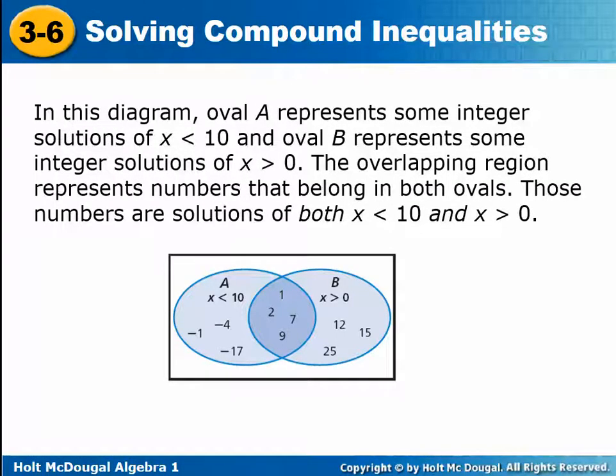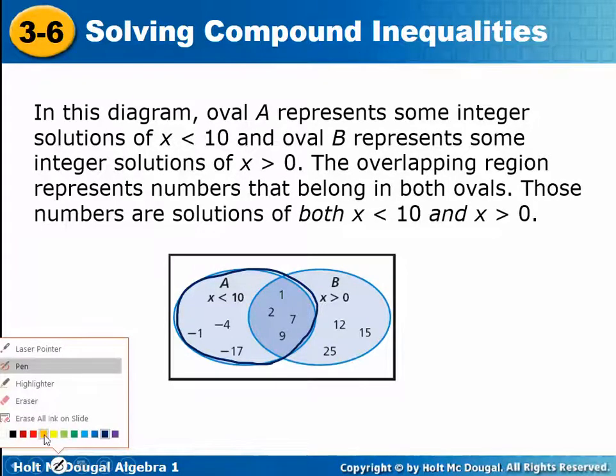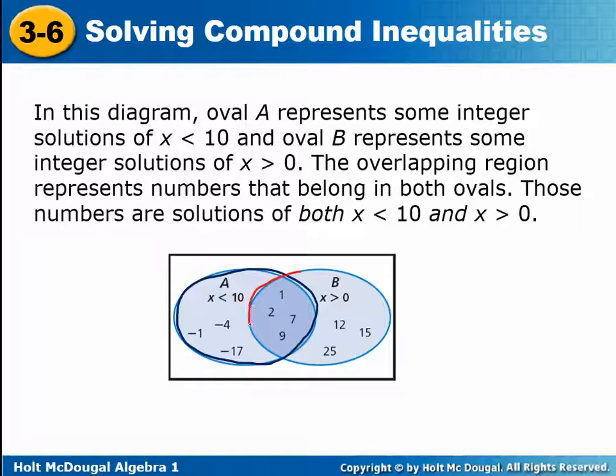So here we have oval A represents some integer solutions of x is less than 10. So -1 is less than 10, -4 is less than 10, 1 is less than 10, 2 is less than 10, -7. All of the ones inside this oval are x is less than 10. And then in B, I'm going to use a different color here, in this oval we have all of the values where x is greater than 0. So 1, 2, 7, 9 are all greater than 0, 12, 25, 15. Those are all greater than 0.